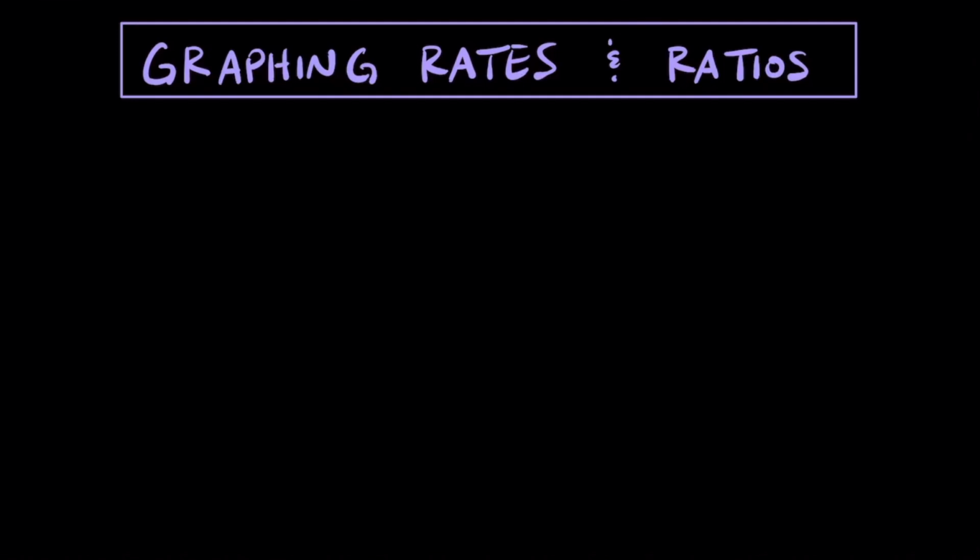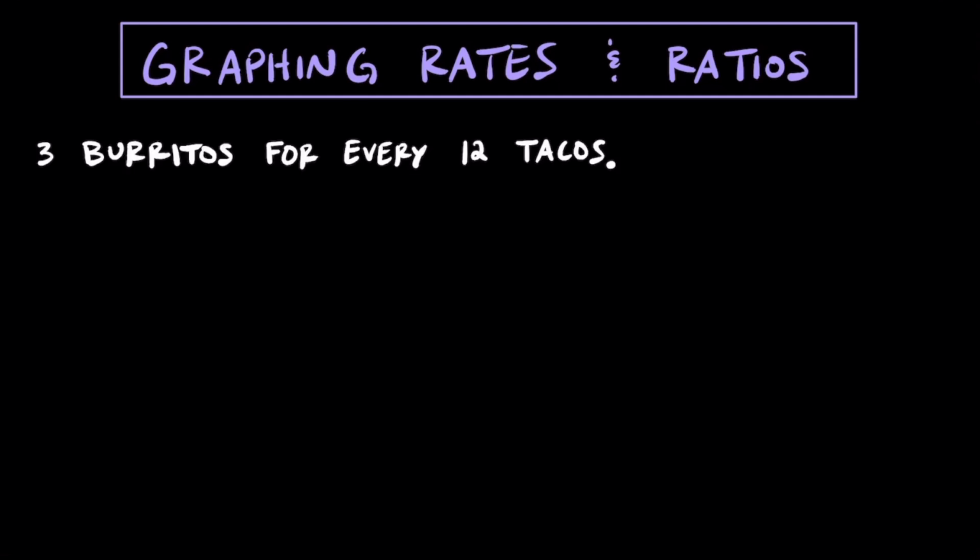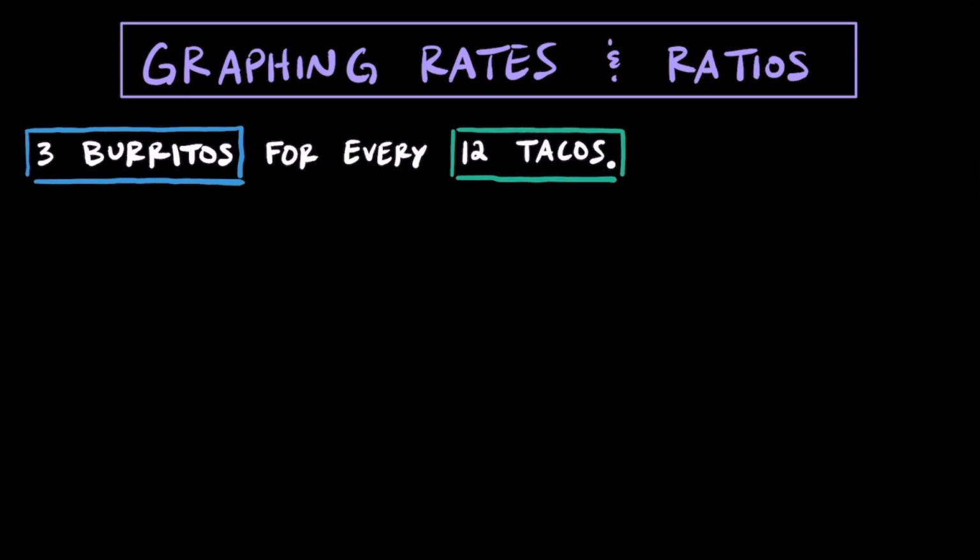In this video, we're going to talk about graphing rates and ratios. Let's start by looking at a ratio where we have 3 burritos for every 12 tacos. Writing a ratio of burritos to tacos, we can write it in fraction form as 3 to 12.